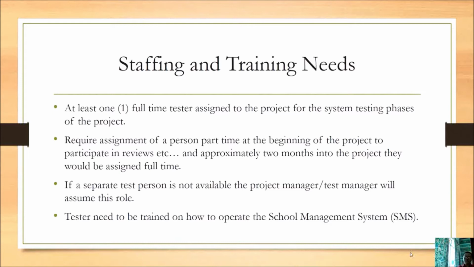Next, staff and training needs. At least one full-time tester is assigned to the project for the system testing phase of the project. Each person is required to be assigned part-time at the beginning of the project to participate in reviews, and approximately 2 months into the project, they would be assigned full-time. If a separate test person is not available for the project manager, the test manager will assume these roles. Testers need to be trained on how to operate the school management system.